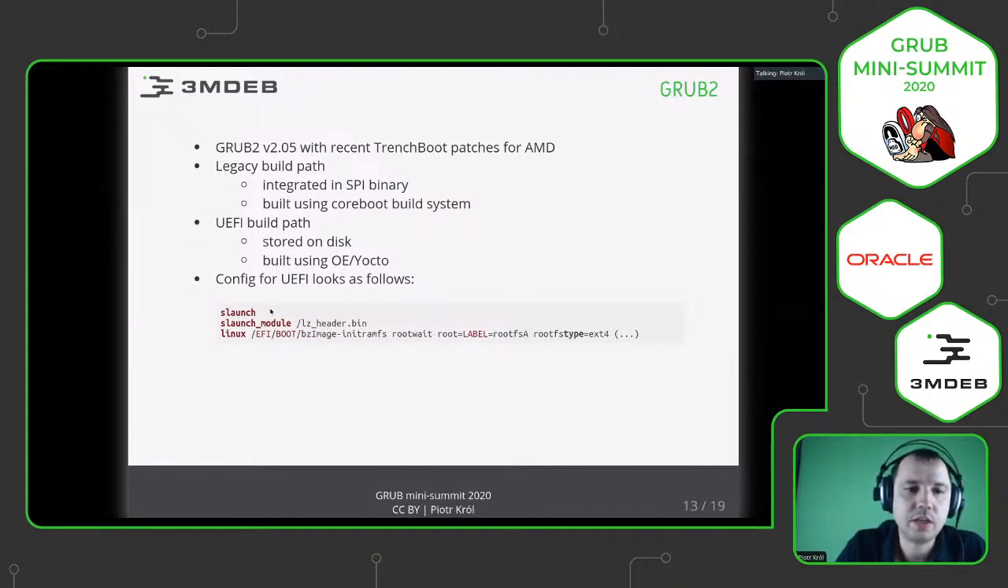So first we are saying that we want to do the slaunch, then we are saying that we want to load the slaunch module, and we show the location of the TrenchBoot landing zone binary, and then of course we can say where the kernel is. In this case, the kernel is integrated, has built-in TrenchBoot, so there is no need for further components.